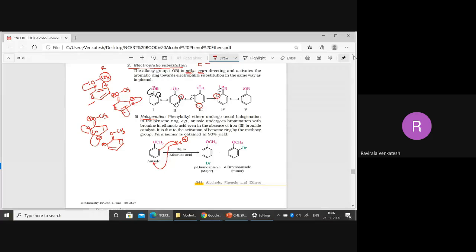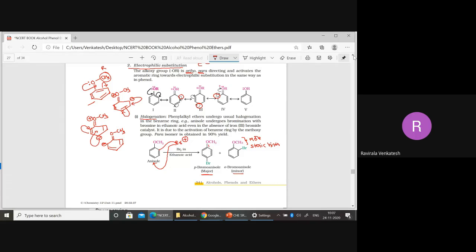Why is this one major? Because it has less steric hindrance. The other has more steric hindrance, since bulky groups are adjacent. That is the reason it will be minor, and this will be the major. So we are going to get para bromoanisole.